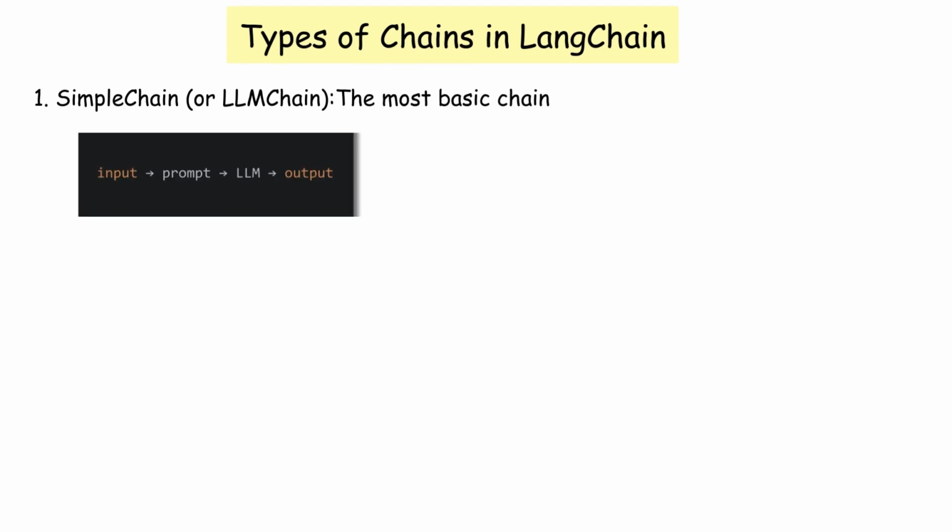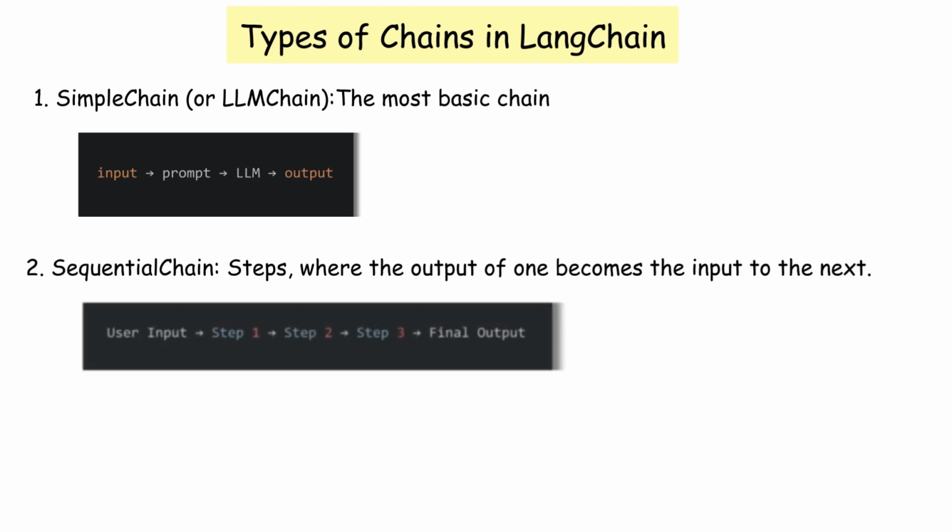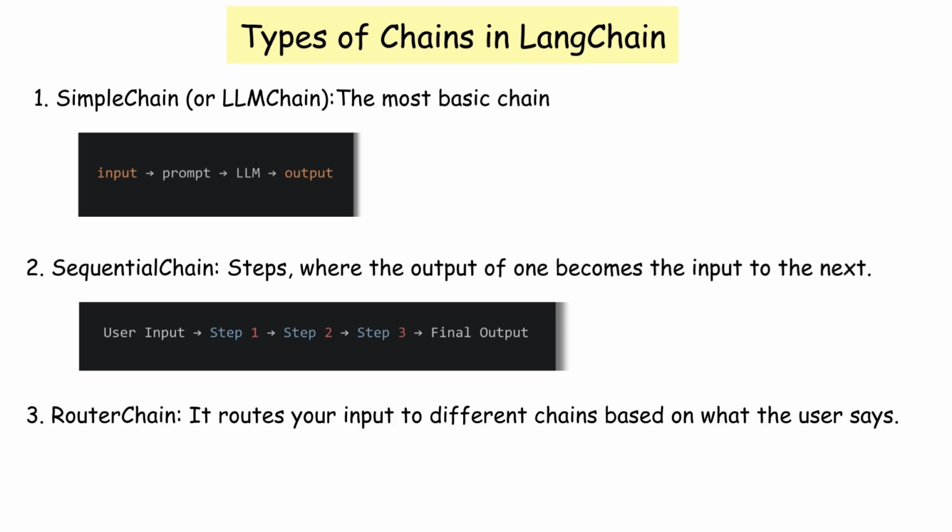So the simple chain is the most basic chain, just the inputs, the prompts, LLM, and the outputs. Now the sequential chain is in multiple steps where the output of one becomes the input to the next one. Next is the router chain. Think of this as a traffic controller. It routes your input to different chains based on what the user says. Like if your question is about maths, it sends it to the math chain. If it's about travel, it sends it to the travel chain.